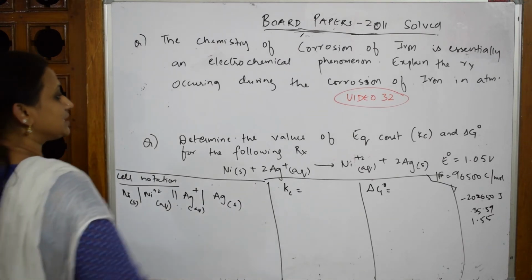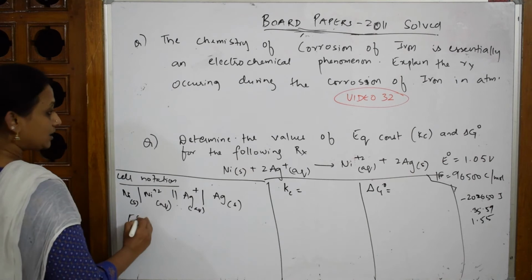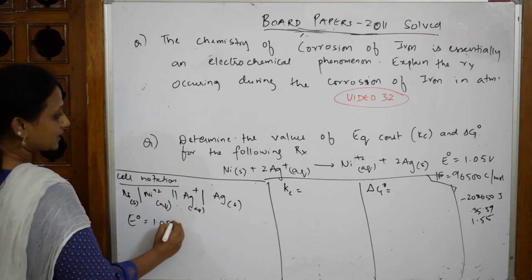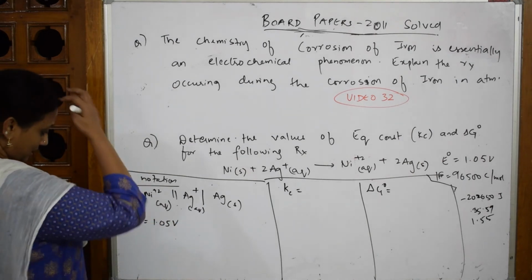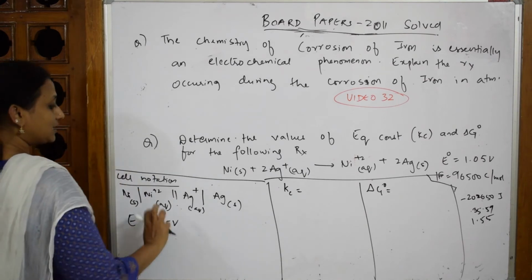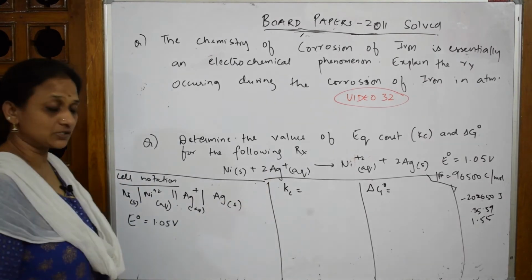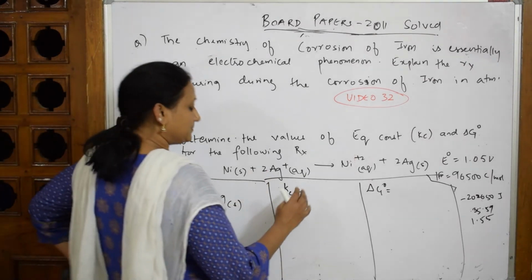Now let us write the given data. What is given to me? E naught is equal to 1.05 volts. Done. So now I can directly apply this in the reaction. What is the formula for Kc?